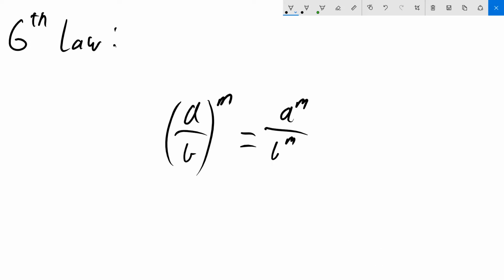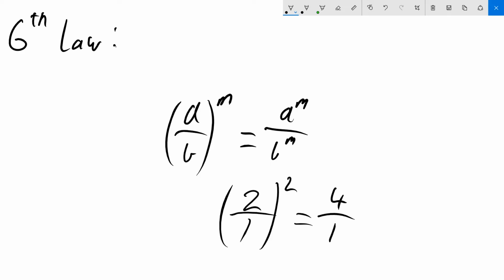So if we think about it, we use 2 over 1 to the power of 2. 2 squared is 4. 1 squared is 1. We get 4. Yeah? Makes sense.